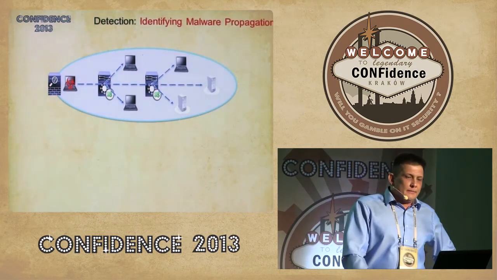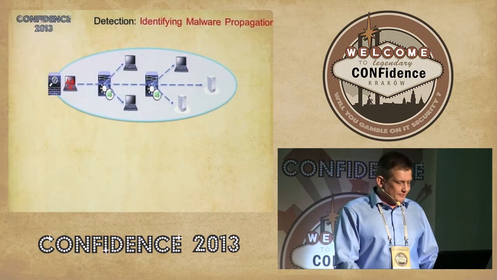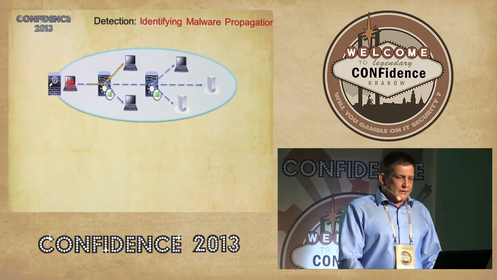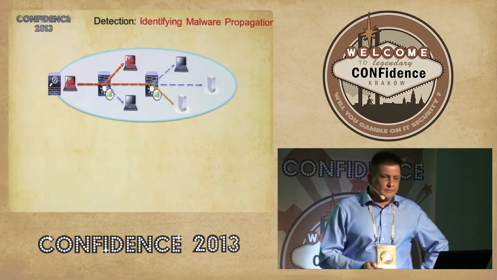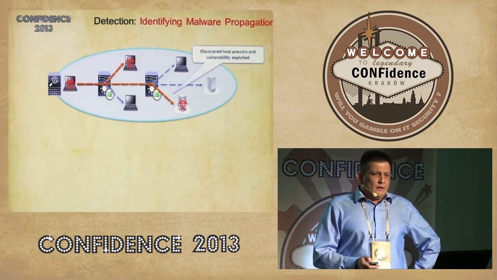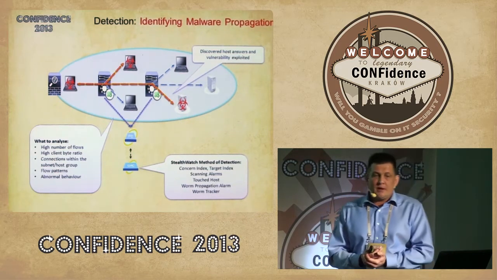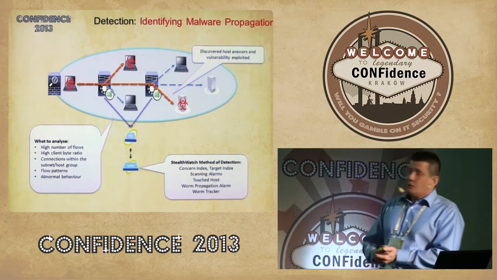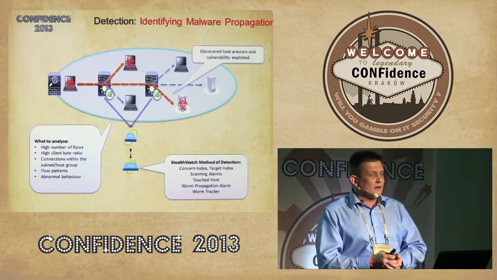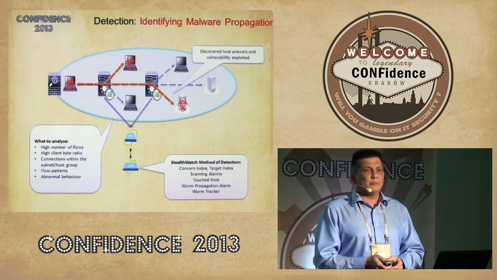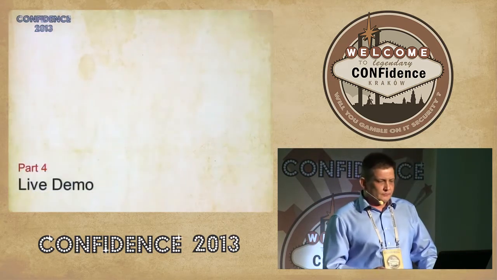At the end of the demo, I want to show you something about malware, how malware spreads, and how we can see that. Here we also have different methods that we can use. We have concern indexes, target index, scanning alarms, touched hosts, and swarm propagation alarms. I will show that to you live now.